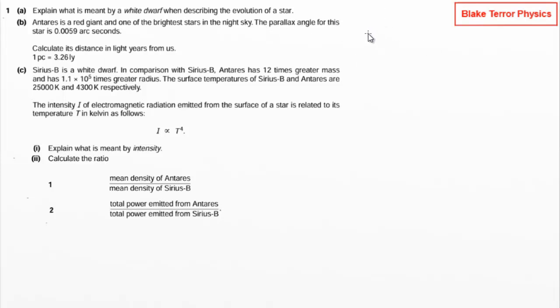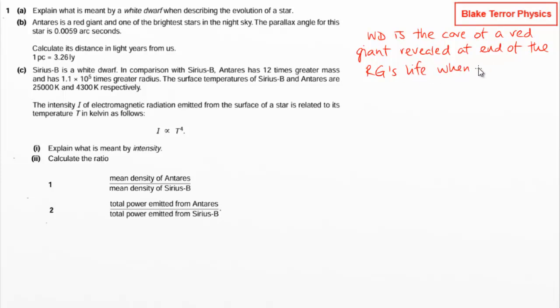Okay, so we can say that a white dwarf is the core of a red giant. Sometimes you can get away just with that if they're just wanting 1 mark, but they are saying describing the evolution of a star. So let's say a white dwarf is the core of a red giant revealed at the end of the red giant's life, when it sheds its outer layers.